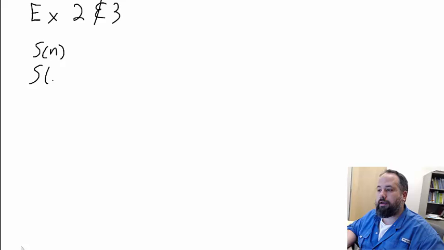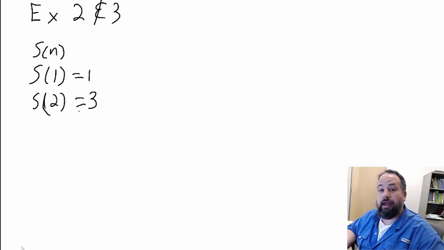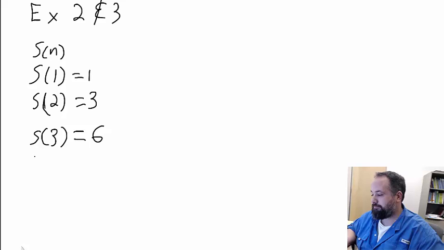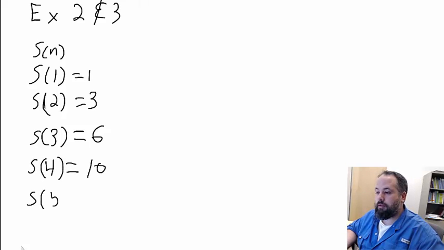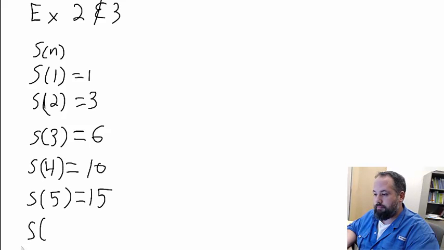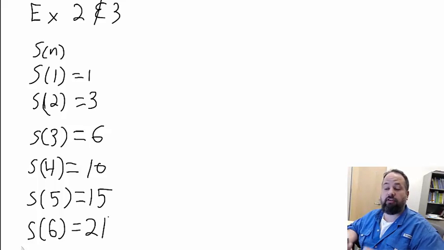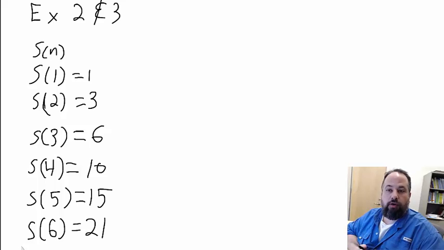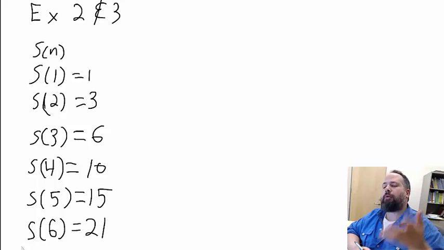So s of 1, from 1 to 1, is just 1, so the answer is 1. S of 2, 2 plus 1 is 3. S of 3, 1 plus 2 plus 3 is 6. And S of 6 is 21. So those are pretty straightforward examples, but we want a general formula.